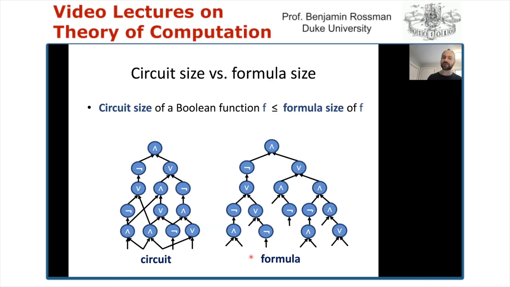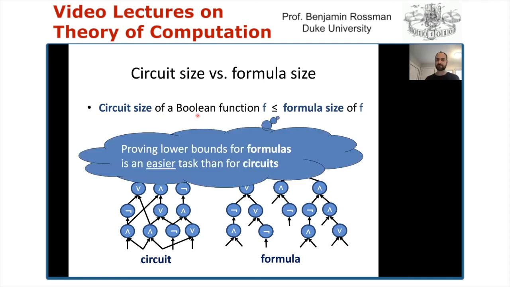Okay, so now we have these two different size notions for Boolean functions. We have circuit size and formula size. And clearly the circuit size of a Boolean function is at most the minimum formula size, right? Because the smallest formula for F is also a circuit. So that provides an upper bound on the smallest circuit size of F. Therefore, it follows that proving lower bounds for formulas is necessarily an easier task than for circuits.